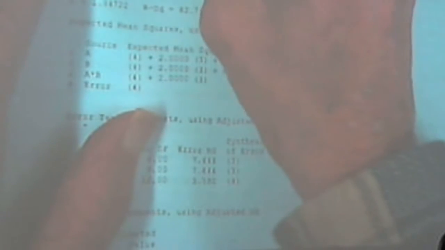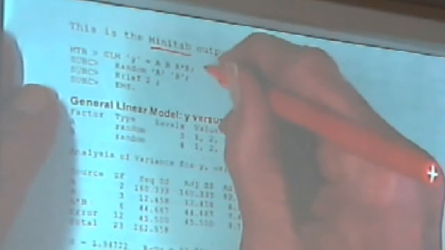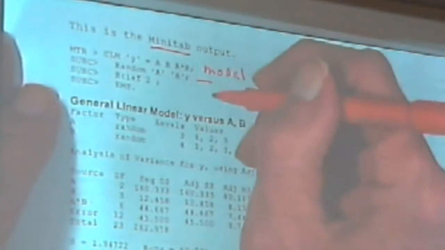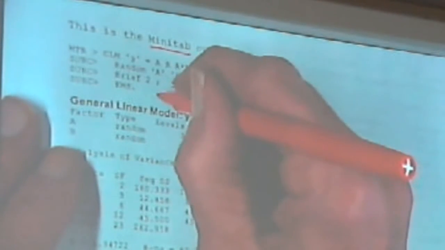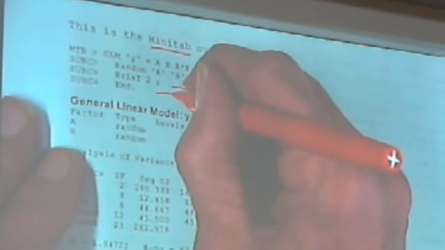Okay, so to get the output, I used, as you see labeled here, the Minitab software, which I recommend to you because I'm going to start using Minitab software rather heavily rather than SAS. Okay, so anyway, here's the command lines to use in Minitab. GLM Y A V A times B specifies the model. Specify that factor A and factor B are both random with that subcommand. The brief 2 isn't important. That just controls how much output comes out. And then the last subcommand, EMS, says give me the expected mean squares.